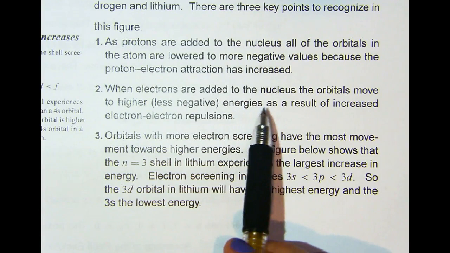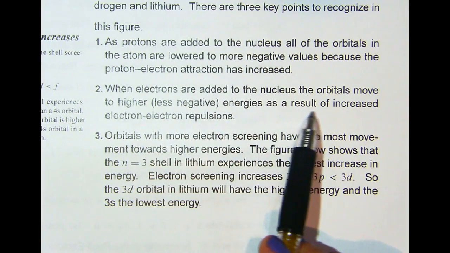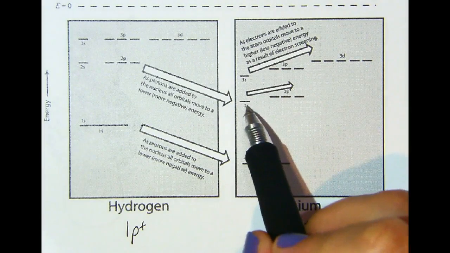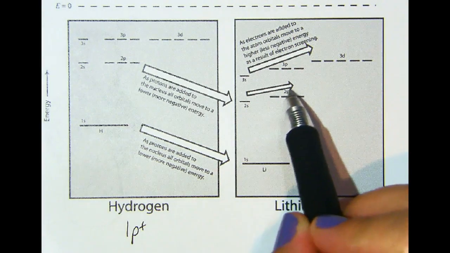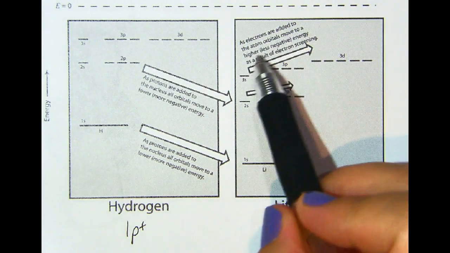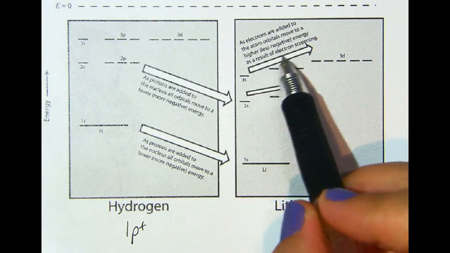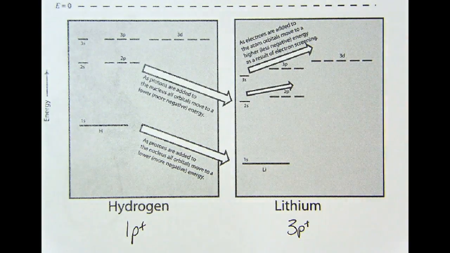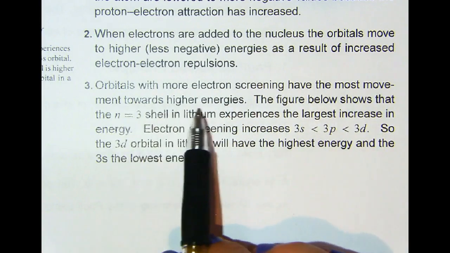When electrons are added to the atom, the orbitals move to higher, less negative energies as a result of increased electron-electron repulsions. So adding more electrons is going to cause these levels to start spreading out because of the electron repulsions. As electrons are added to the atom, orbitals move to a higher, less negative energy as a result of electron screening. So they start spreading upward and outward. Orbitals with more electron screening have the most movement towards higher energies.